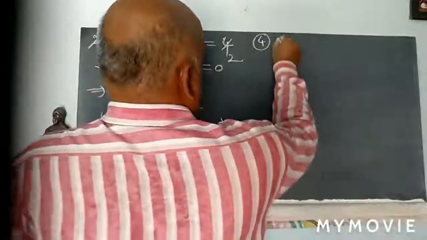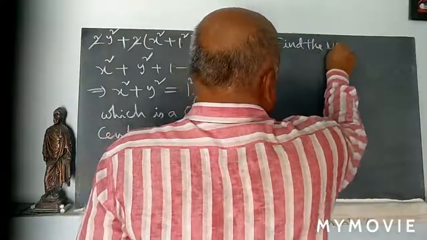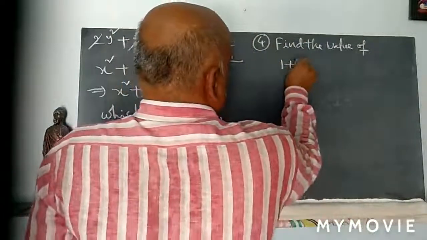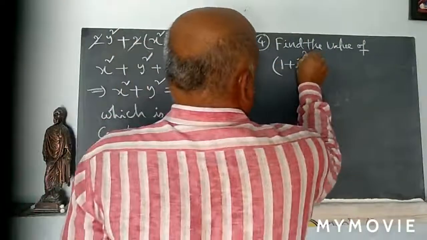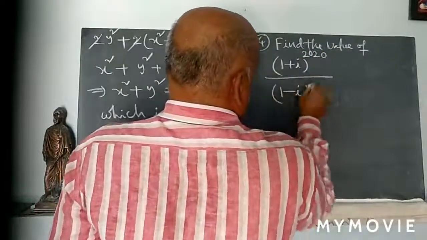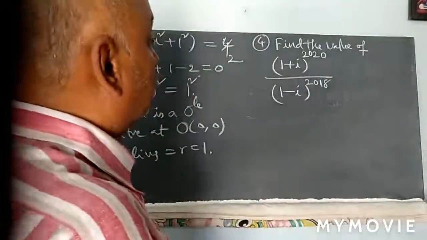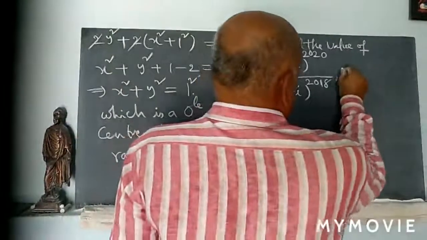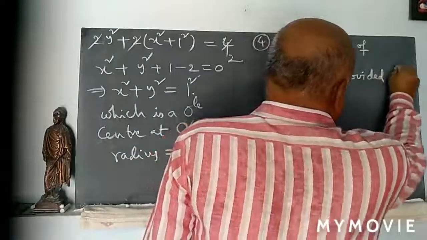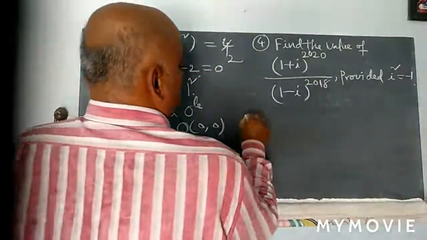Find the value of (1 plus i) to the power of 20 by (1 minus i) to the power of 2018, provided i square is equal to minus 1. Solution.